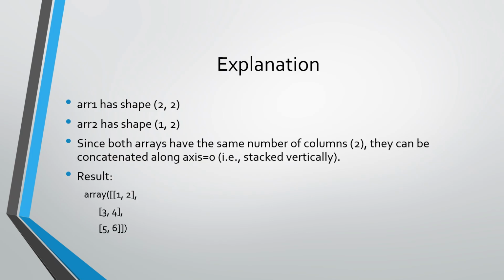The output of this is 1, 2, 3, 4 and 5, 6. So 1, 2, 3, 4 are the elements of the first array, 5, 6 are the elements of the second array. Since the column dimension is the same, it is 2, we can join these along rows. We have specified axis equal to 0, that means we are joining these elements along rows.